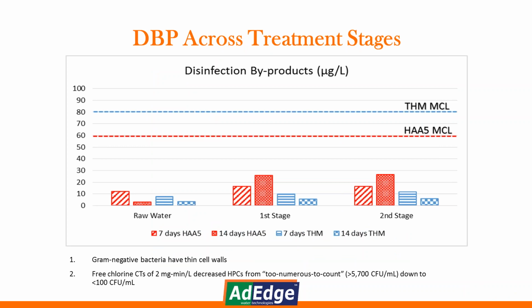Disinfection byproduct testing is done through all the pilots. That was actually done this week at the Santiago Trail pilot, so we're waiting on the results for that now. But as you can see, in all testing, the HAAs, THMs, all the DBPs, are well below the MCL.